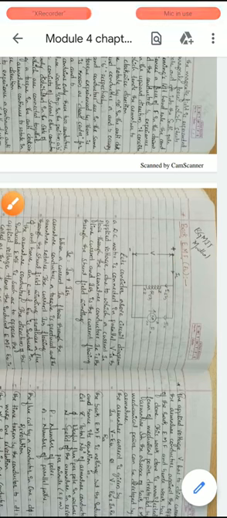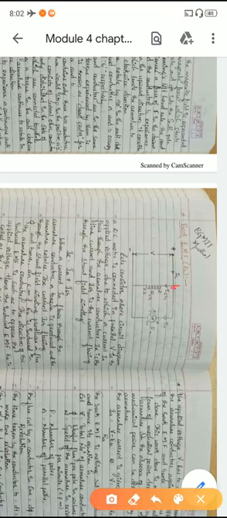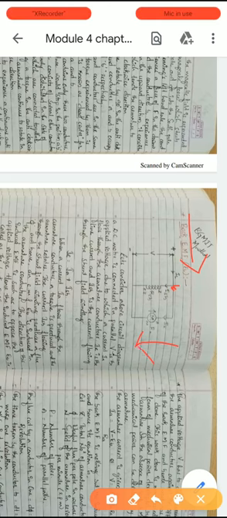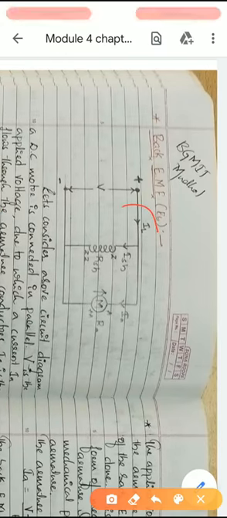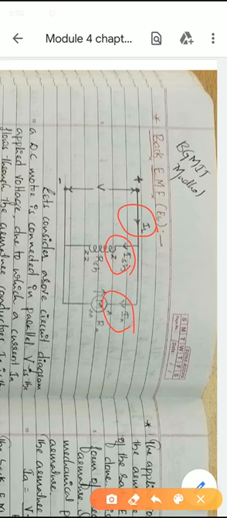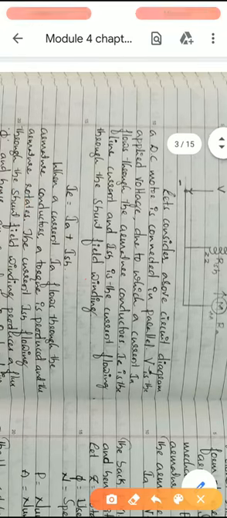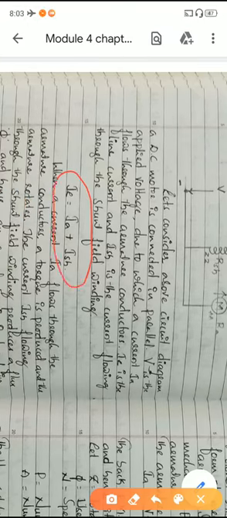So now we will apply KCL to this node. What does KCL state? KCL states that the current entering the node is equal to the current leaving the node, right? So what is the current entering the node here? Here current IL is entering and currents ISH and IA are leaving. If I apply KCL, I will get IL is equal to IA plus ISH.